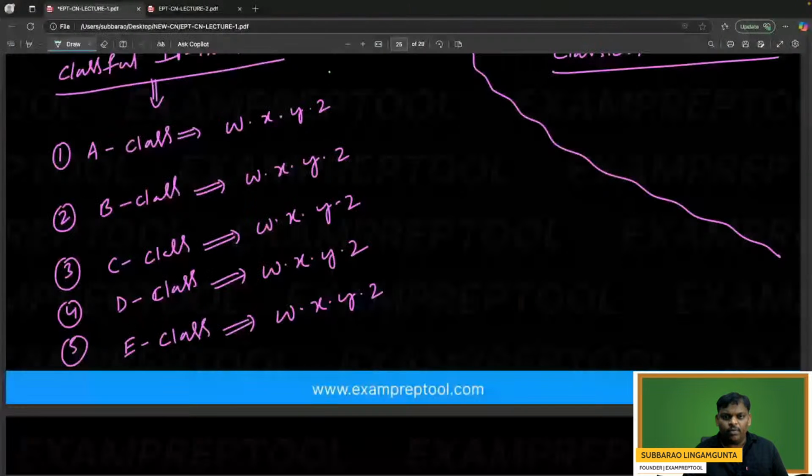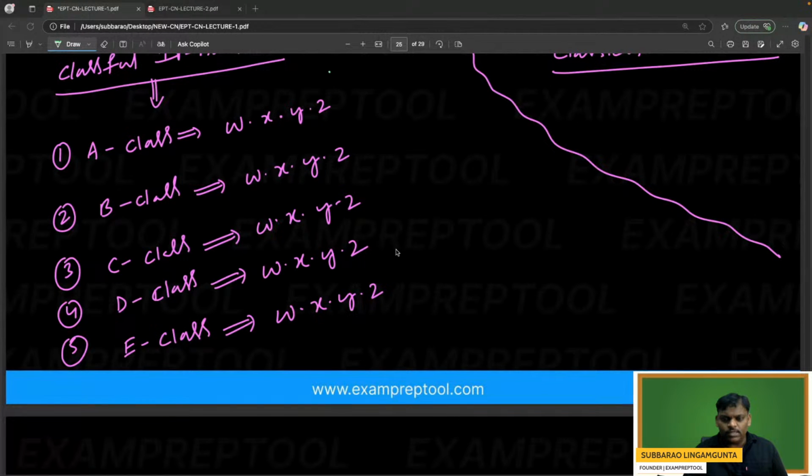Fine. I hope everything is fine now. So let's go back once again. Whether it is a class A or a class B doesn't matter. Everything is an IP address only. IP address means 4 octets format, W.X.Y.Z format.